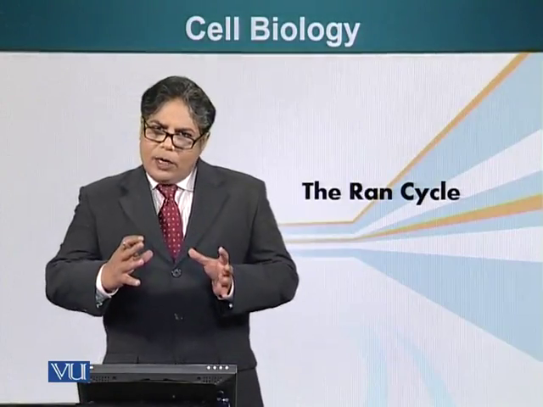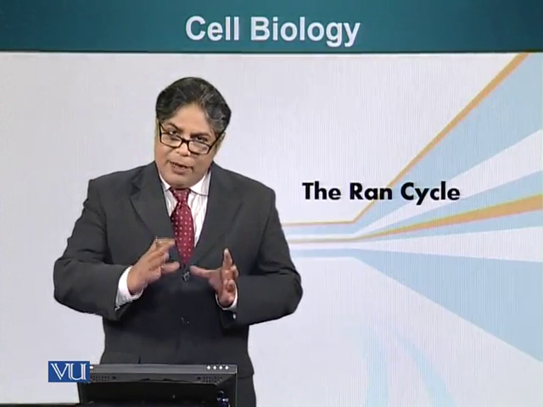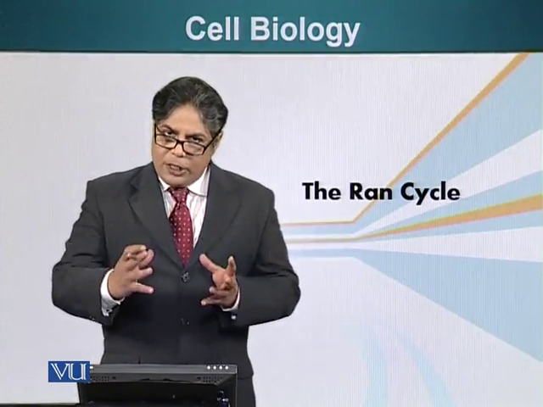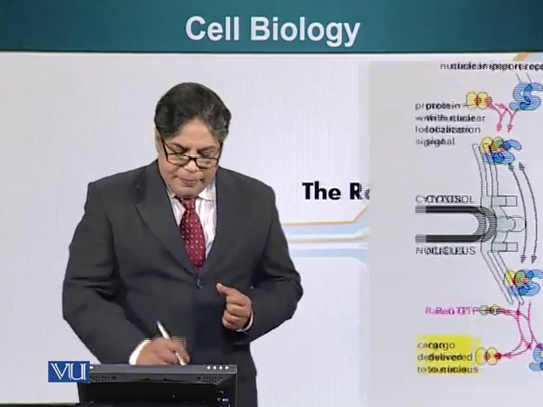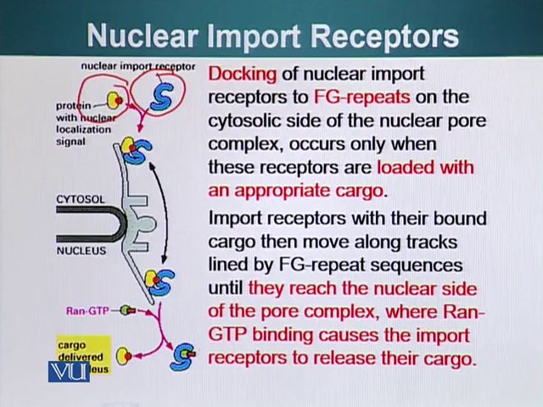Okay, now let's look at the process of import and export at a molecular level in more detail in order to understand how this process is working. So we have talked about this. The nuclear import receptor binds the protein which has NLS. This binding causes a conformational change. This receptor then binds the nucleoporin. These are the proteins that make up the nuclear pore.